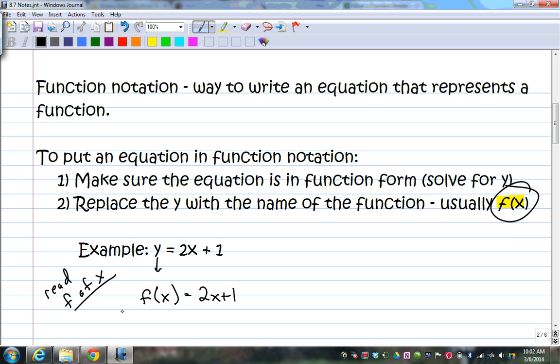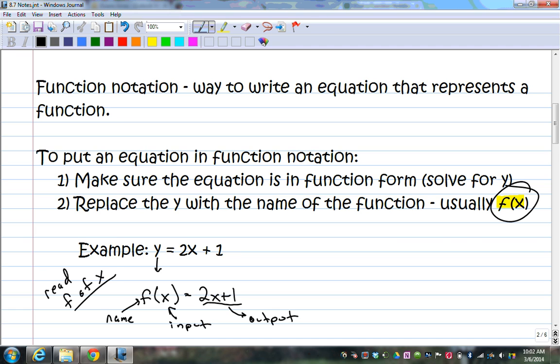Now, this is the name of your function, so it's f. The x here is the input value of your function, and this whole thing would be the output value of your function. Functions are usually named with an f or a g. So this one is f of x, you could have g of x, and I've seen others, but those are the main ones that you're going to see here.